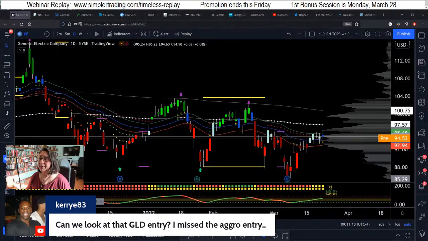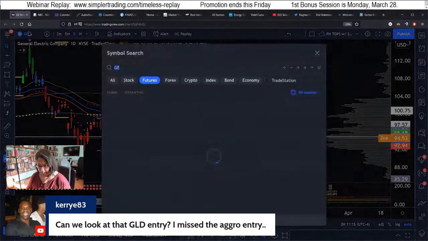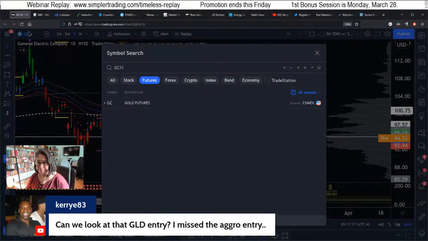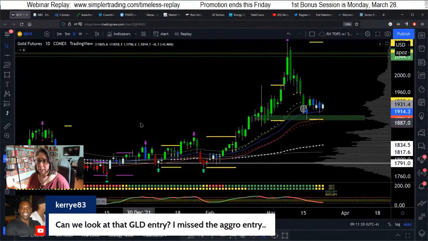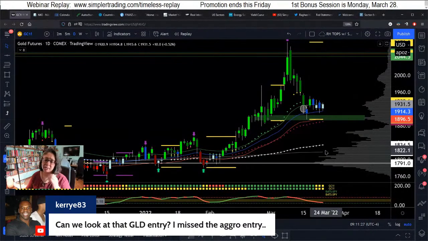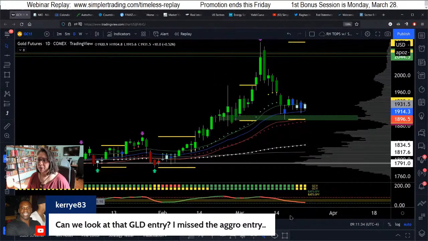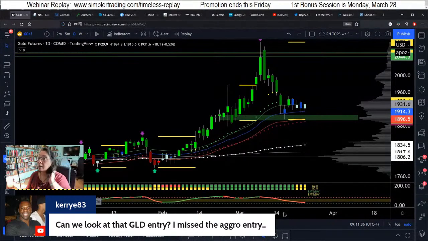All right, next up, can we take a look at GLD? I missed the entry. Hey there, Carrie. So yes, for those of you that have been watching gold, it's still in the zone. It's not too far. Keep an eye on it. I don't think this ship has left the dock yet. It's nearby, but yes, the trigger on this one. So if we can revisit that trigger, Carrie, then yes, go ahead and enter the trade. We haven't hit the first target, so it's still valid for entry.